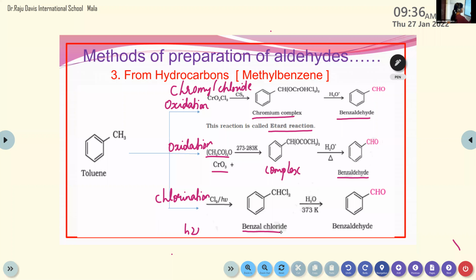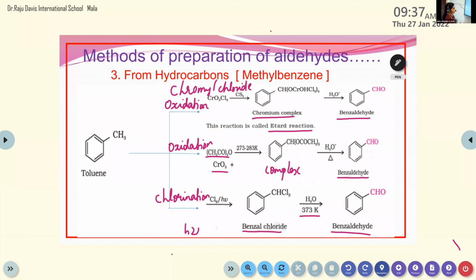So toluene will be converted to benzal chloride. Two hydrogen atoms will be removed and two chlorine atoms will be added. So here CH3 will be converted to CHCl2. That means two hydrogen atoms are removed and two chlorine atoms are added. So the chlorinated compound is formed, and in the second step, again addition of water. The temperature is 373 Kelvin. The product formed is benzaldehyde itself.